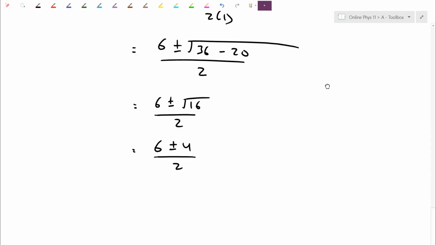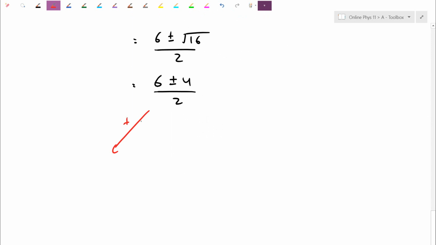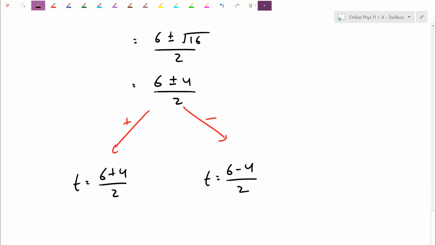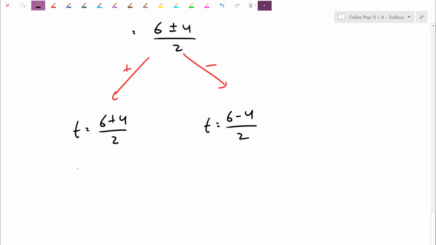Now I'm going to get one of the answers taking the positive root, and one of the answers taking the negative root. This time my letter is t, so be it. t1 is equal to 6 plus 4 divided by 2. That takes the positive part. My t2 is equal to 6 minus 4 divided by 2. Therefore, 6 plus 4 is equal to 10 divided by 2. The t could be equal to 5. Or the t could be 6 minus 4, which is 2, divided by 2, is equal to 1.